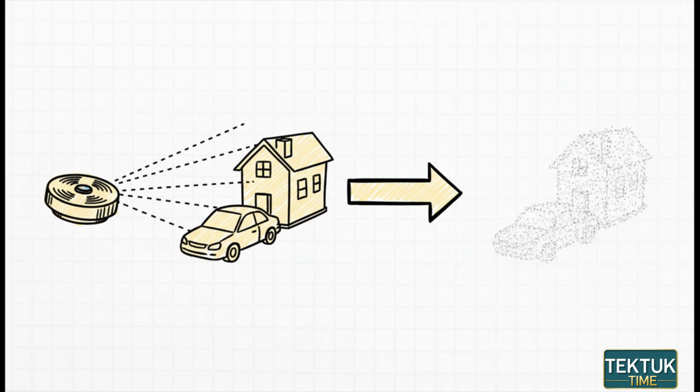So, just like a camera image becomes a matrix of colors, Lidar data becomes a matrix of distances. This is called a point cloud. It's basically a detailed 3D map where every single point tells the robot exactly how far away something is.